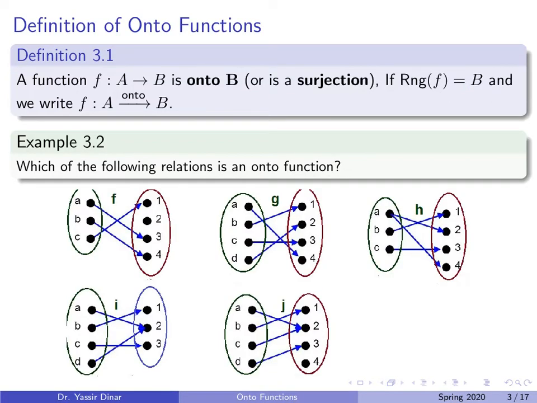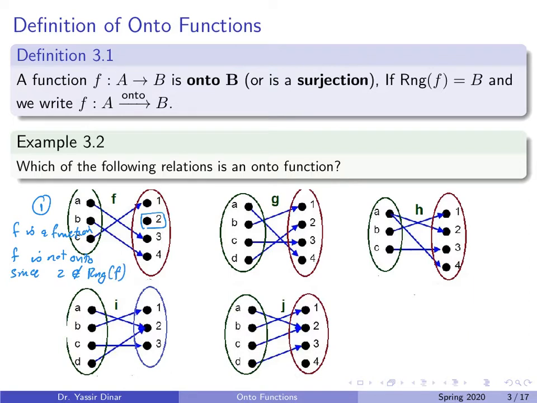Let's illustrate the definition on the following example. Which of the following relations is an onto function? For the first one, f here, we notice that f is a function and f is not onto. This is because 2 here is not in the range of f.